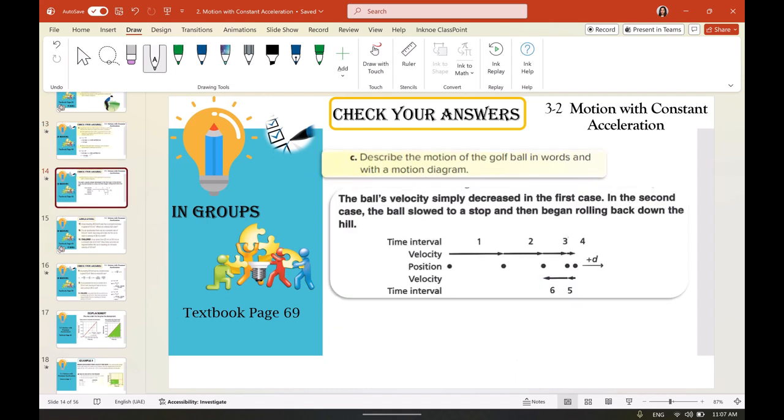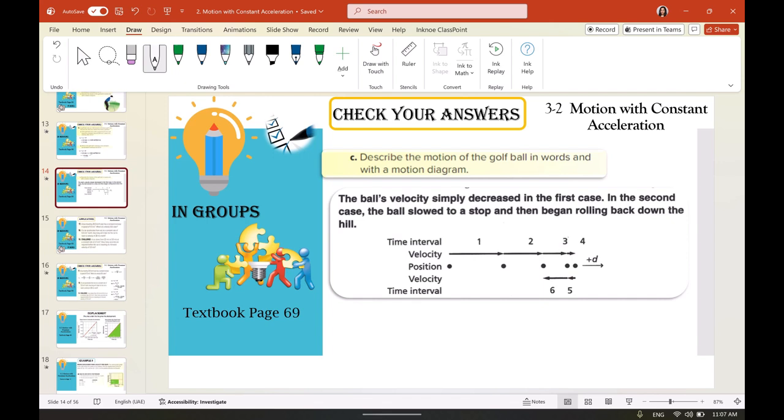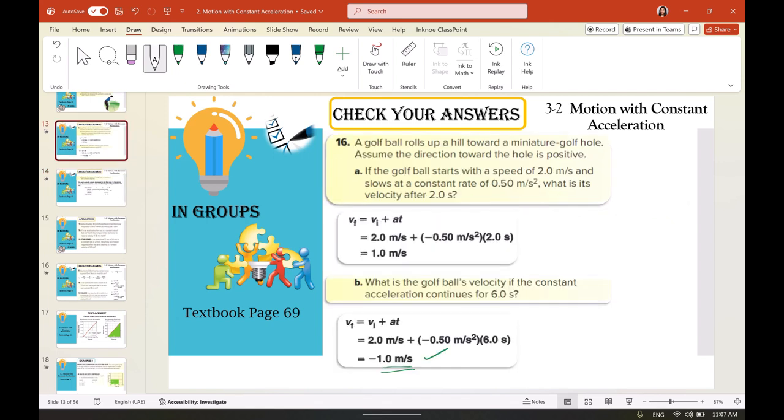Now, one more question is there, part C. Describe the motion of the golf ball in words and with the motion diagram. So, in words, what is happening? The ball's velocity simply decreased in the first case. In the second case, the ball slowed to a stop and then began rolling back down the hill. So both the cases describe the motion of the golf ball in words with the motion diagram.